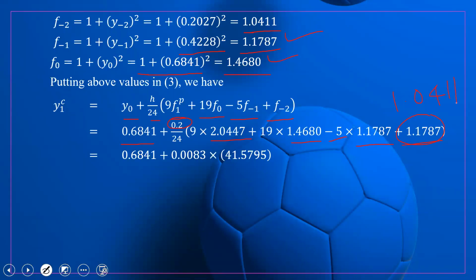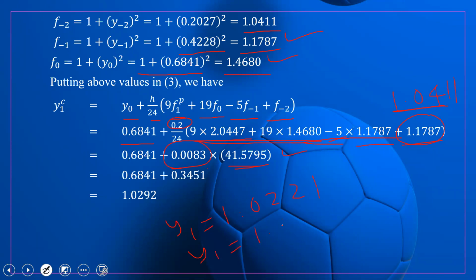So now if we simplify all this, we get the value, which is correct. This is 0.083, and if we calculate all these values with the corrector, the answer is 41.5795. So if we again simplify it, we get 1.0292. So what was the value 1.0221? This was the predicted value of y1. And now what is its corrected value? It is y1c equal to 1.0292.